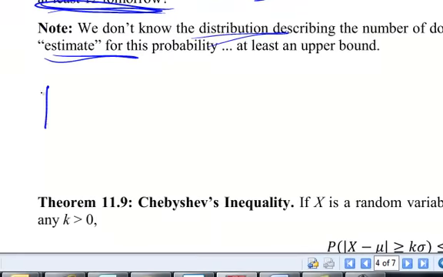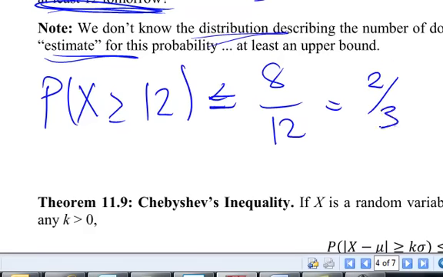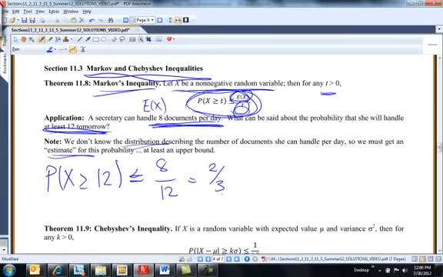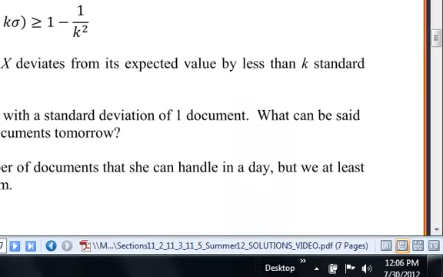So what's the probability that she can finish at least 12 documents tomorrow? That's less than or equal to 8, the expected number she can do, divided by t, which is 12. That is 4 and 4, so this is 2/3. So the probability she finishes at least 12 is at most 2/3. So it's just an estimate. That's all that is. I don't really have a lot, just one page for this section, which is kind of rare for any section I've done.